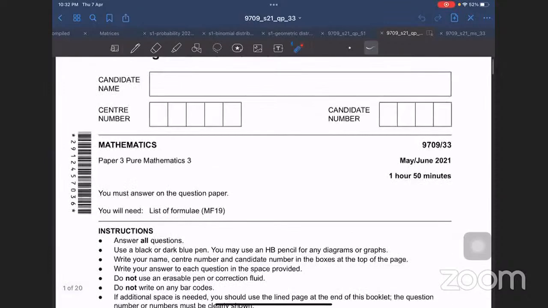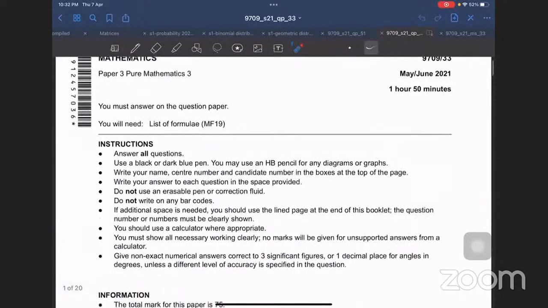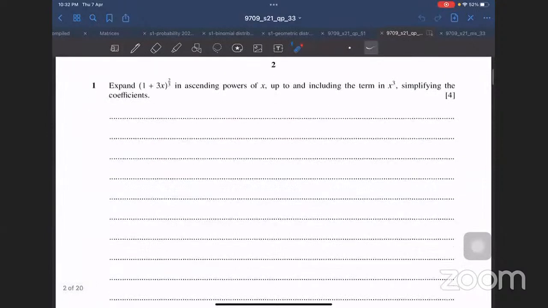Okay, this paper is May June 2021, paper 3, variant 3. Let's start off with the first question. This says expand (1 + 3x)^(2/3) in ascending powers of x up to and including the term in x cubed. So this is binomial expansion.